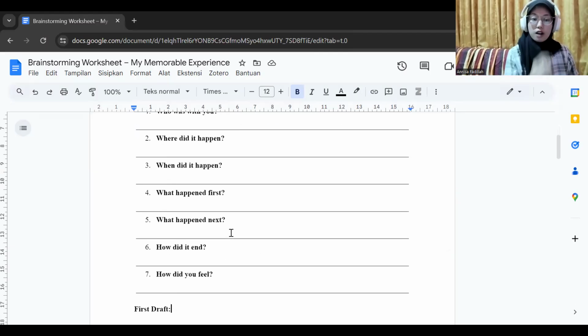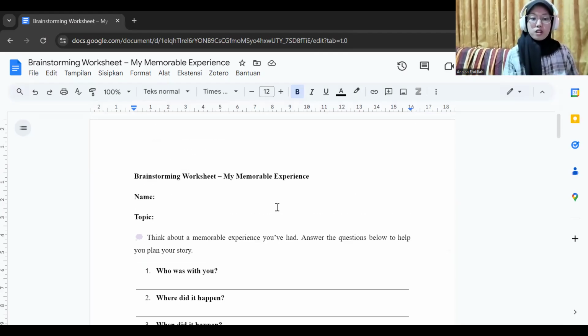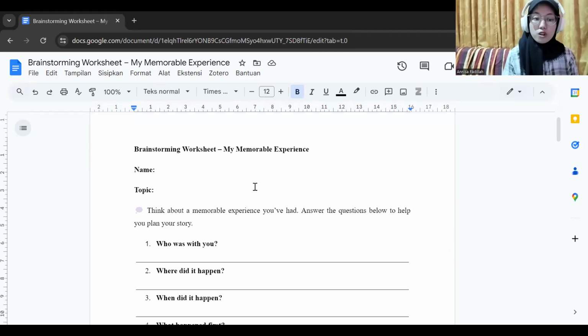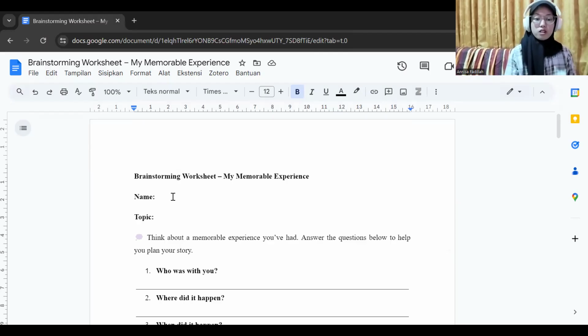Okay, so after you make the first draft, we'll check each other. So supaya tidak membingungkan, you guys make it based on your absent number, okay? So for example, your absent is number 24. So you open page 24, it's all the same. So you guys write it in there, okay?